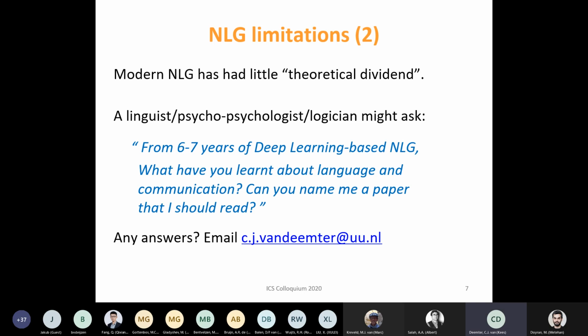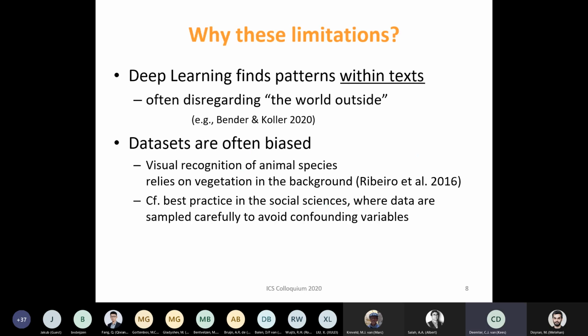Of course, we have learned a lot about machine learning. Why all these different limitations? Now, one observation that can be made is that deep learning typically focuses on patterns within text, sometimes completely overlooking the world outside.